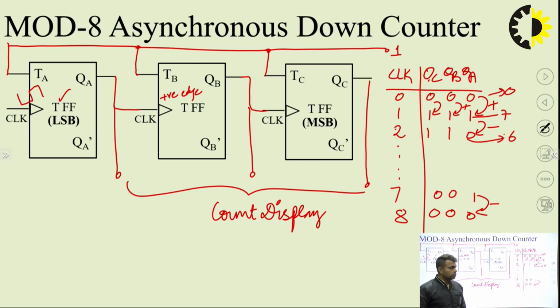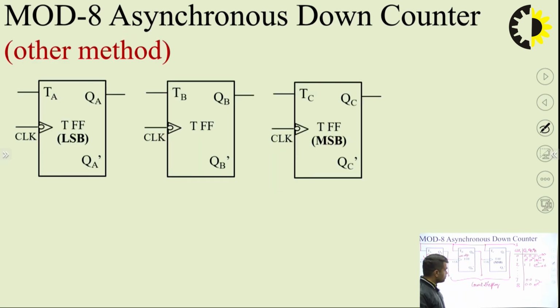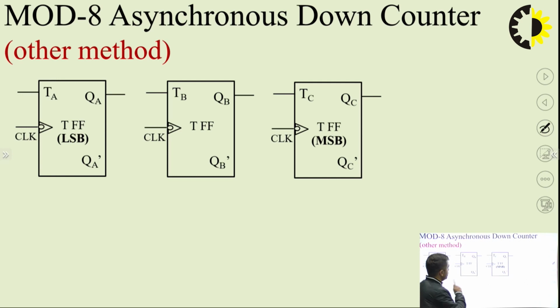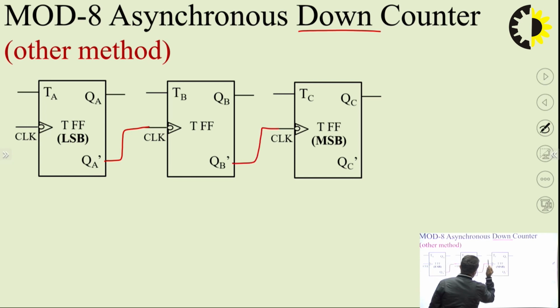Okay, let's proceed further. So mode 8 asynchronous down counter, another method. So here you can see that now I'm going to design a down counter, but I'm not going to use positive edge. I'm using negative edge. So if I'm using negative edge, then the clock connections cannot be QA to clock. It will be QA bar to clock. Similarly from here, QB bar to clock.